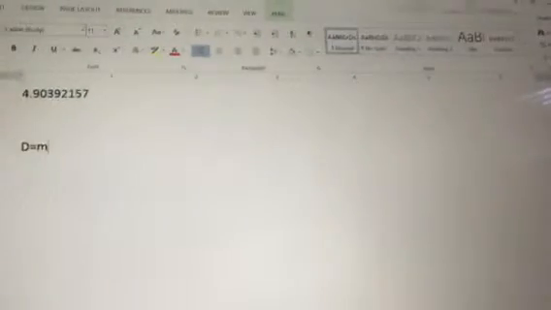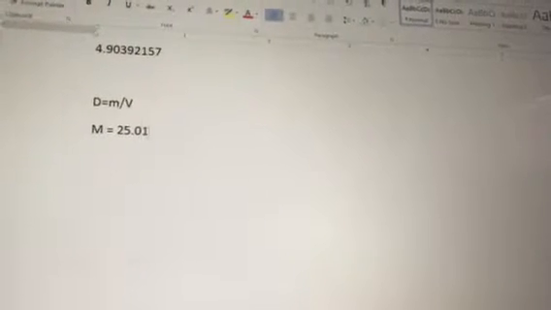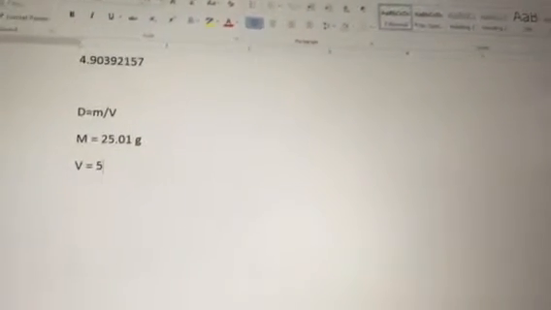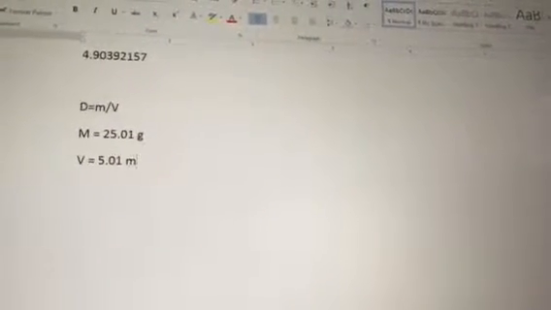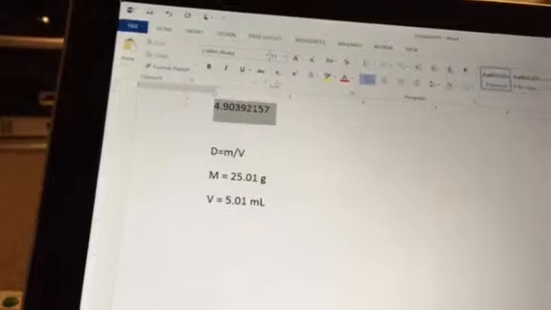So let's say, and we're going to talk about this number up here in a second, I want you to find density. So you remember density equals mass over volume. You find the mass, and your balance measures out at 5.01 grams. And you measure out your volume, and your volume ends up being 5.01 milliliters. Okay. So in order to find the density, you would need to take the mass divided by the volume.